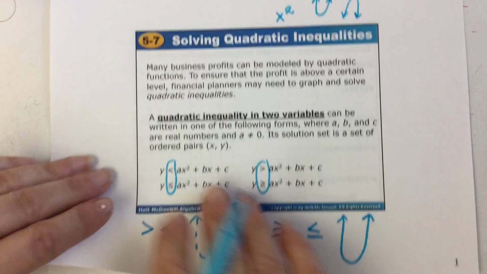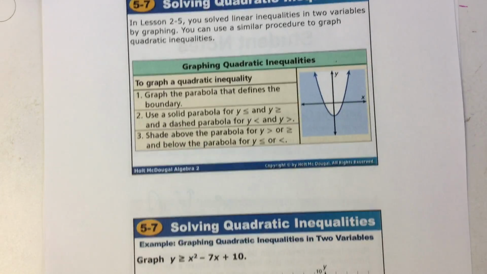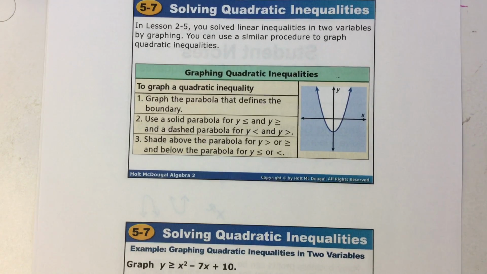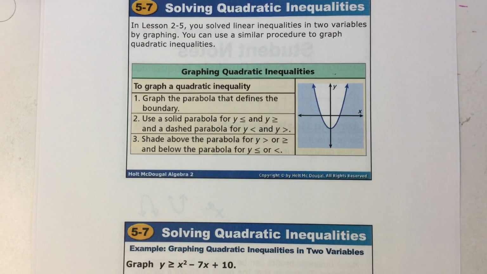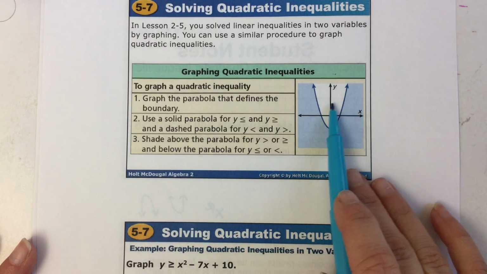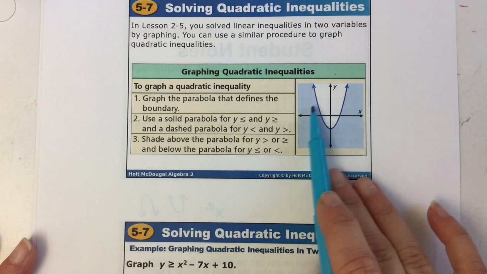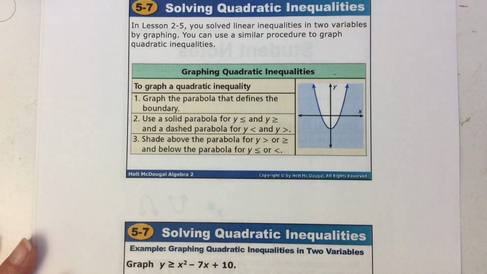And just like before, when we were graphing inequalities, remember you always had to try a test point, any point that was not on the line. Now here, when you try a test point, it has to be any point not on the parabola. And again, you shade what is true. So when you shade here, you will either shade inside of the parabola or outside of the parabola.